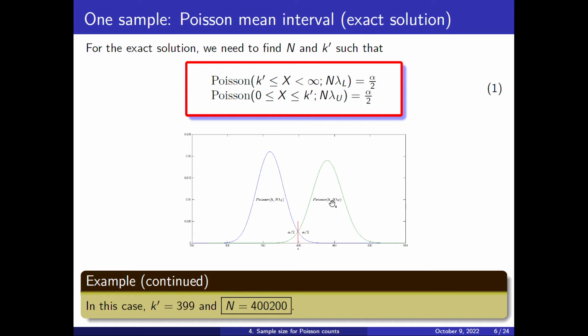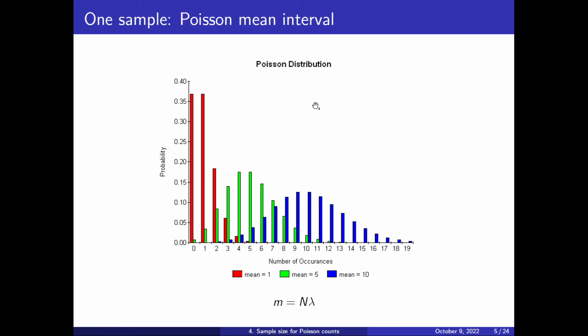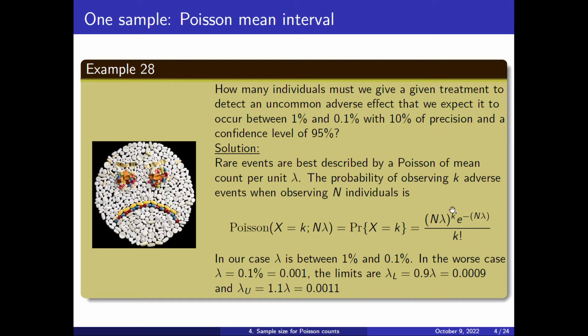So this is the exact solution, and with equations like these, you can imagine it is not simple to solve for k prime and n.